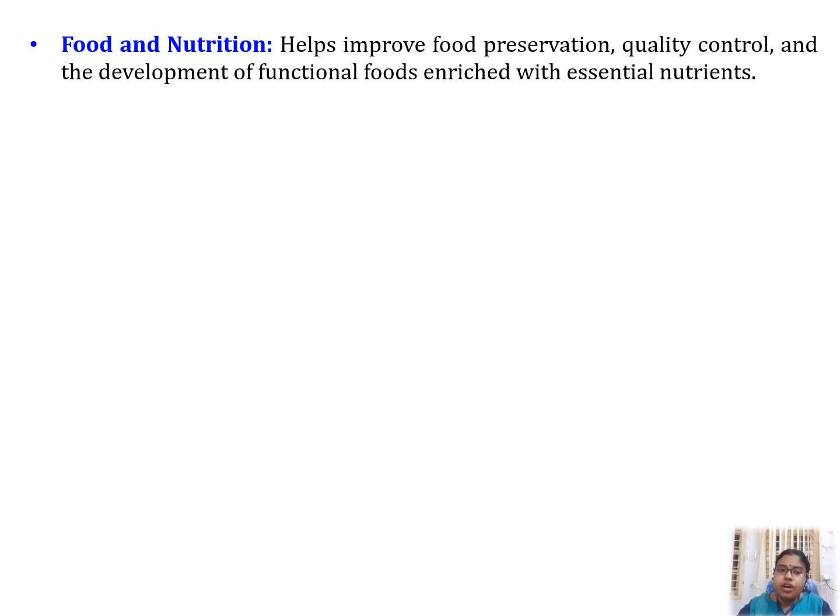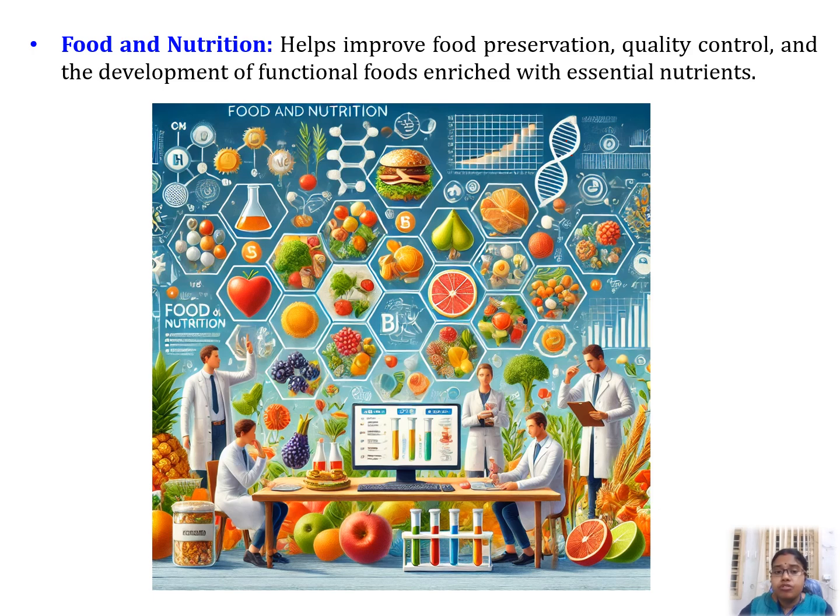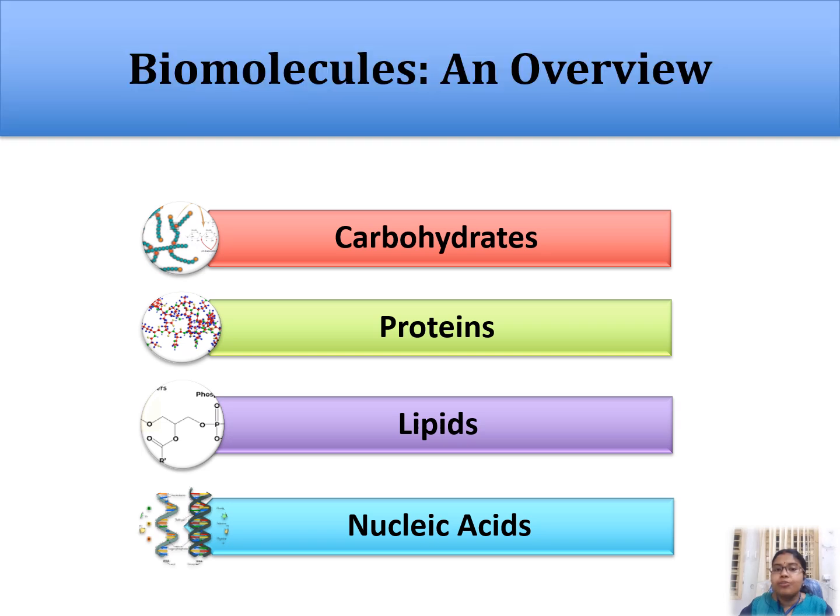And food and nutrition. We already described nutritional science and the importance of biochemistry in the field. Apart from nutrition, the relation of macro and micronutrients to health and development can also improve food preservation, quality control, and the development of functional foods enriched with essential nutrients. Because on the basis of human demand or nutrients, we are also developing genetically modified crops.